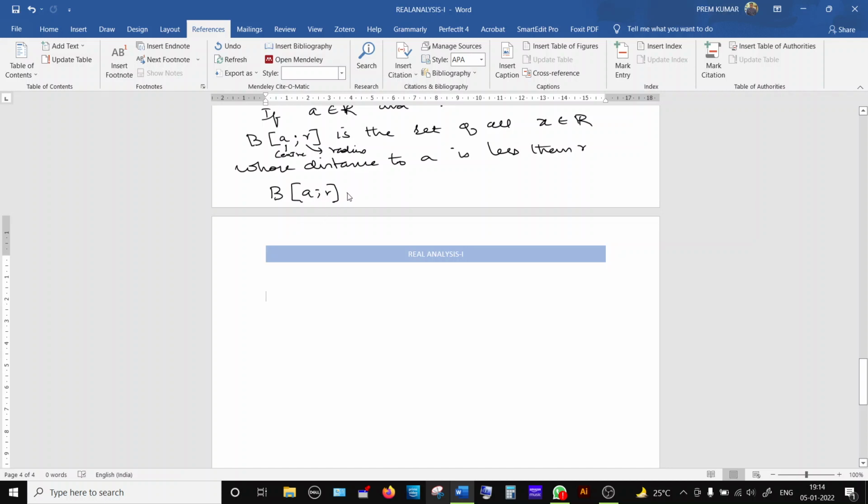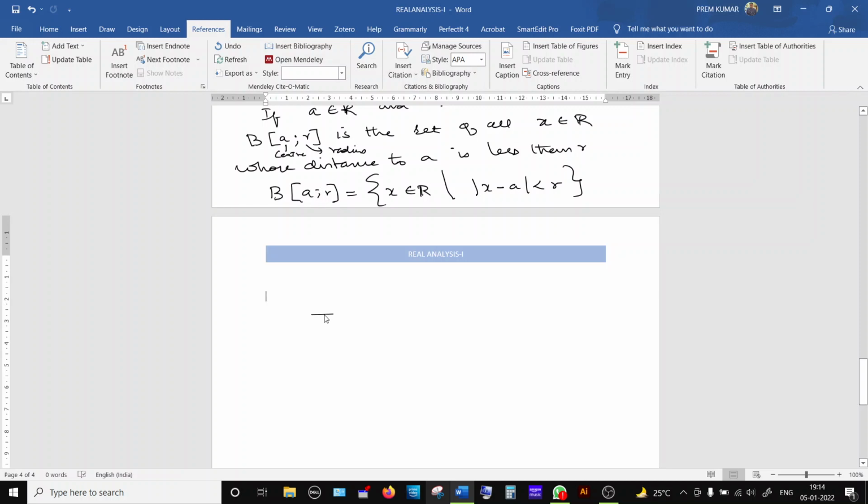So what is the meaning of this set? It is the set of all real numbers x in R such that the distance between x and A is always less than the radius. This is the meaning of the set B of A semicolon R.